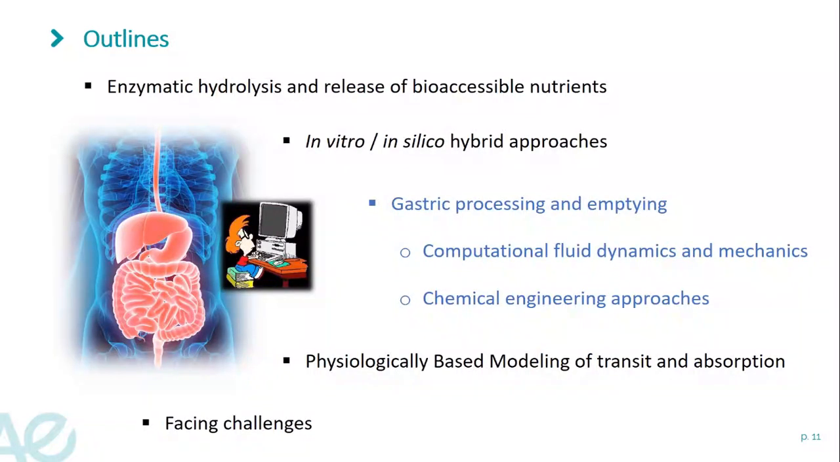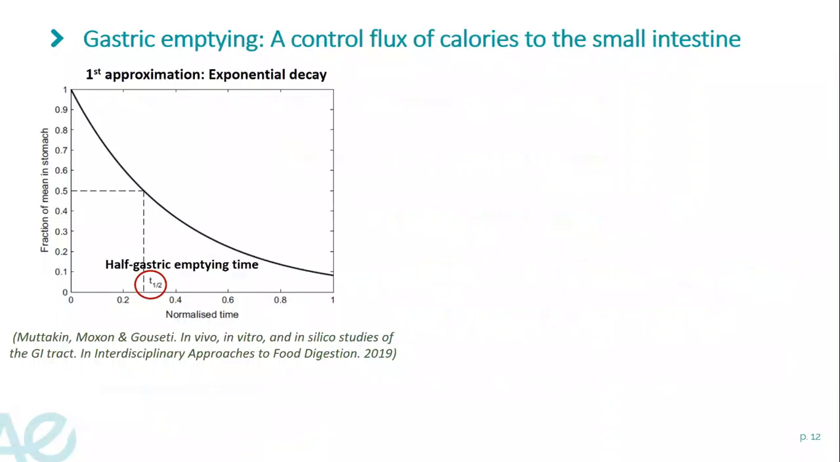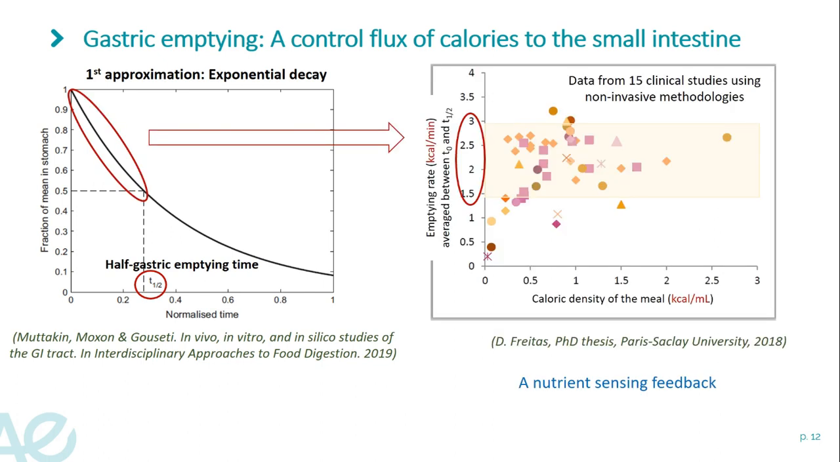We will now advance towards the modeling of the in vivo situation by highlighting what is actually being done with regard to the gastric processing and emptying. In first approximation, we can consider that gastric emptying follows an exponential decay, in which we can characterize a half gastric emptying time when 50% of the meal has been emptied from the stomach. If we look at the emptying rate in kilocalorie per minute as a function of the caloric density of the meal, we clearly see that gastric emptying is also largely controlled by a nutrient sensing feedback.